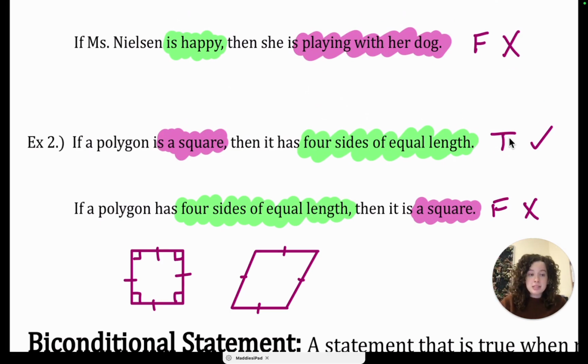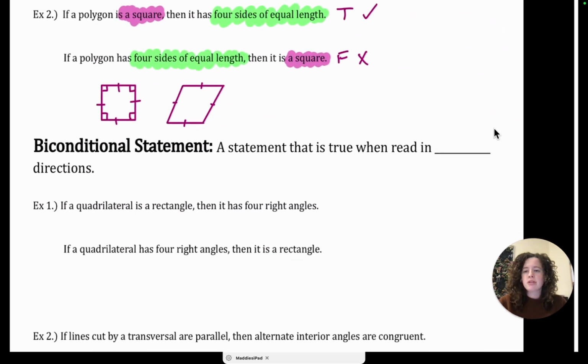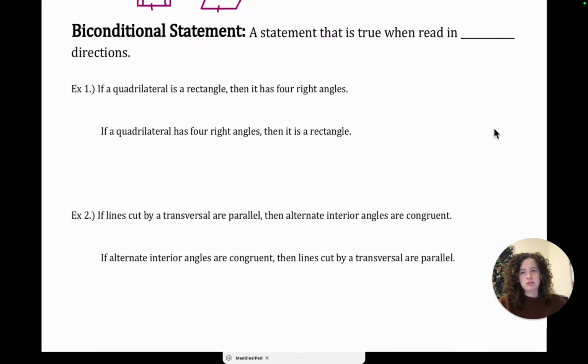Now, today's lesson, we're going to talk about biconditional statements. Everything that we talk about today is a biconditional statement, but I couldn't tell you about biconditional statements until we cover conditional statements. Biconditional statements are statements that are true in both directions. So we can read it either way. We can read either thing first and it will still be true, okay?